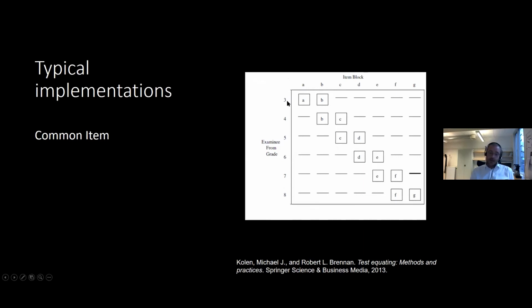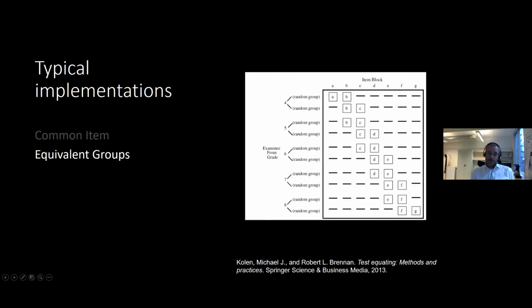This can either be in a test equating scenario where these would just be different groups within the same population, or it can be in a grade scenario where the items in item block B are suitable for 3rd and 4th grade. Items in item block C are suitable for 4th and 5th grade, and so on.